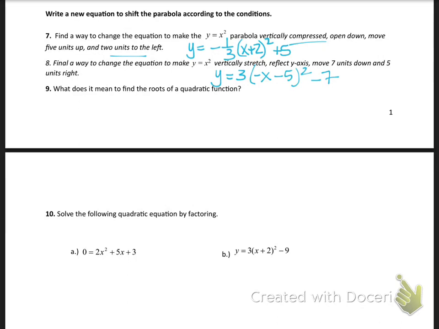What does it mean to find the roots of a quadratic function? Remember, roots are the same thing as zeros or x-intercepts. So we're finding where it's intercepting the x-axis.